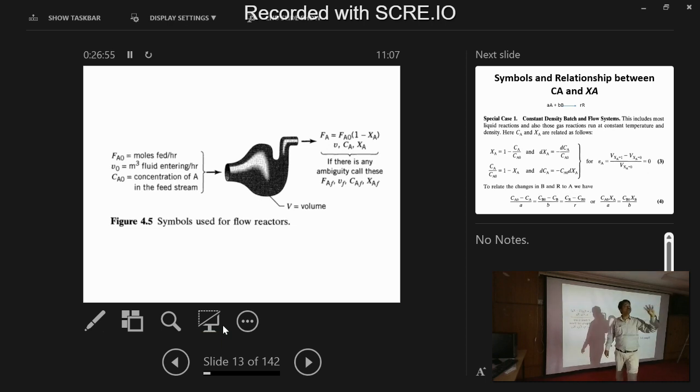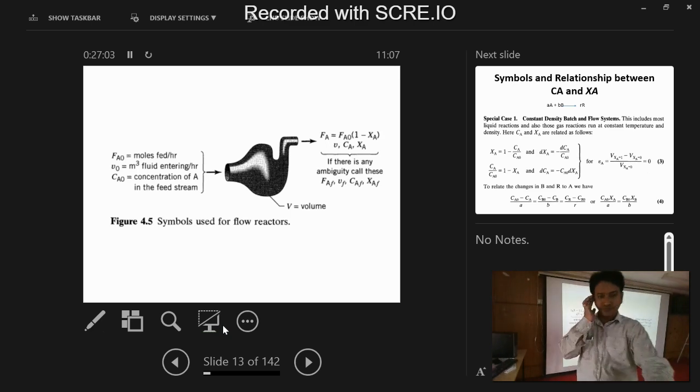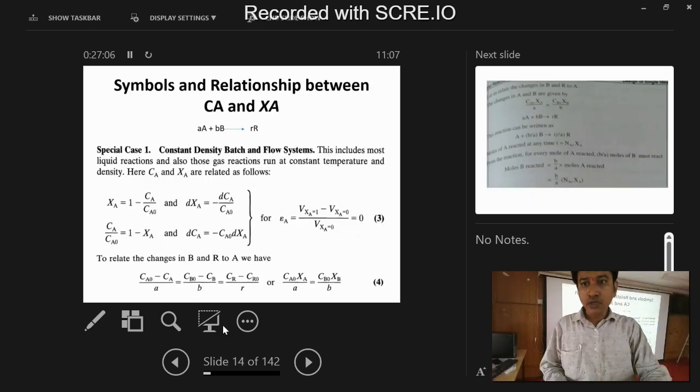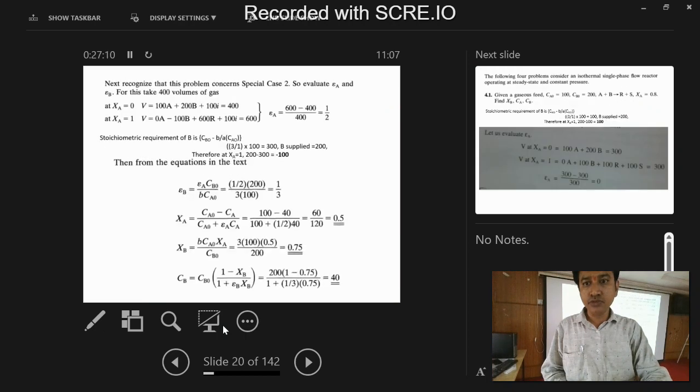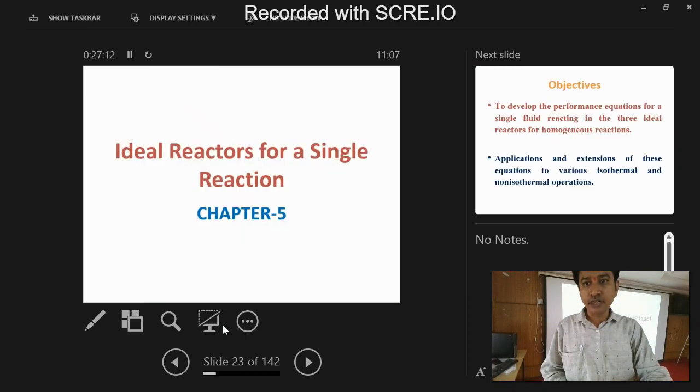So the two new terms will come along with the other terms you already know, like concentration, conversion, and symbols. So let's not worry about all these things. Let's go back to our usual context, single reactions.